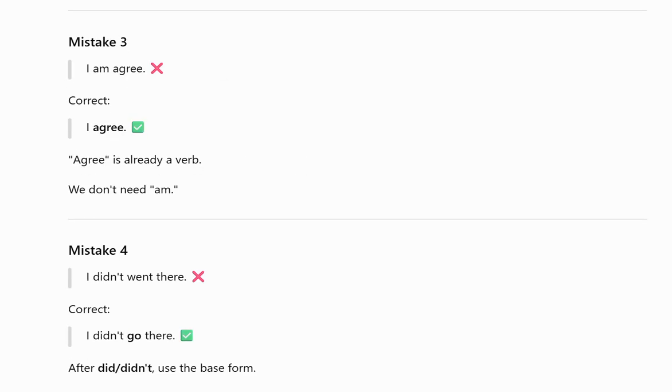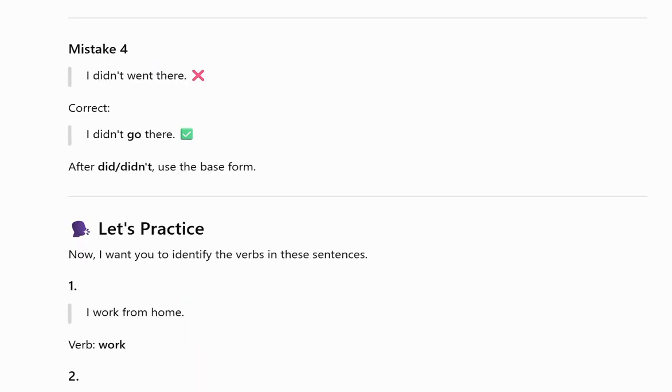Next mistake, I am agree. That's incorrect. You say I agree. Agree is already a verb. We don't need am. Now, mistake number 4, I didn't went there. That's incorrect. I didn't go there is correct, because after did and didn't, we use the base form.